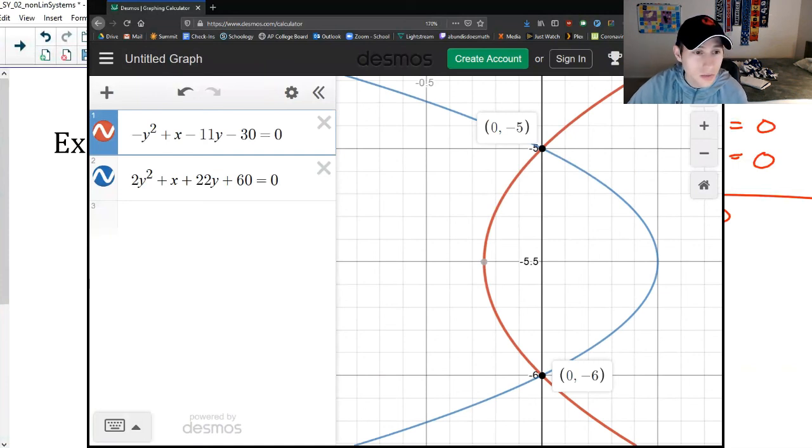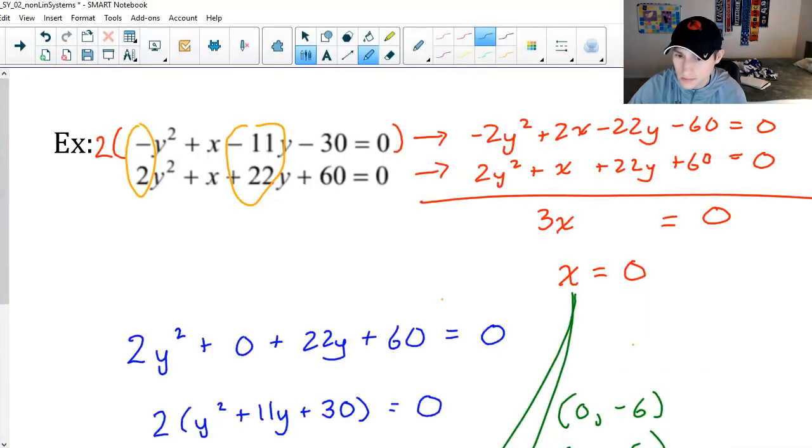So, yeah, there's our 2 points. That's what we solve for. So tomorrow we'll do a couple more examples to see various other ways that we could solve these systems.